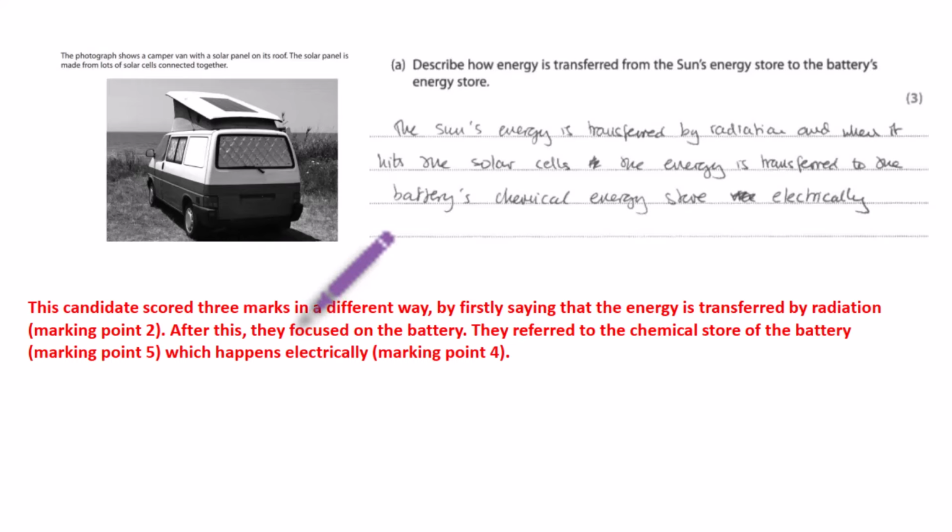They referred to the chemical store of the battery, which happens electrically, right? So in Unit 4, you have to have a very clear understanding and know the distinction between energy stores and energy transfers. There are several energy stores, but energy can be transferred only by 4 ways. They are mechanically, by heating, electrically, or by radiation. These are the only 4 ways in which energy can be transferred. So you have to have a very clear understanding of the difference between energy stores and energy transfers.